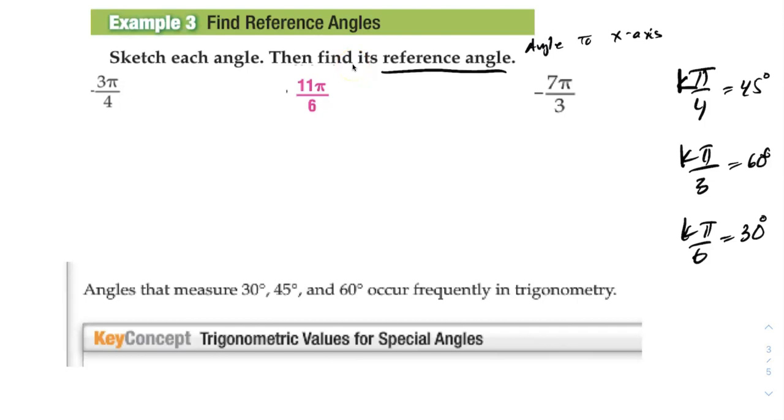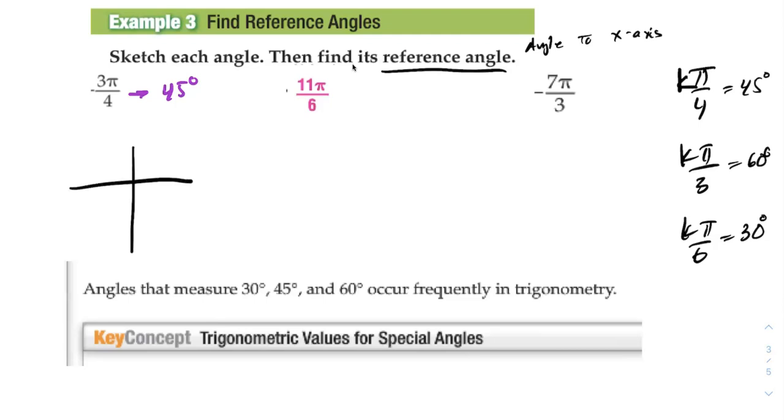I know the reference angle already. It's over 4, so it's automatically 45 degrees. That's the reference angle. But let's get back to sketching. Here's 0, here's pi. How do I sketch? Right, the key is you make this a 4 over 4, because that's what my base is.